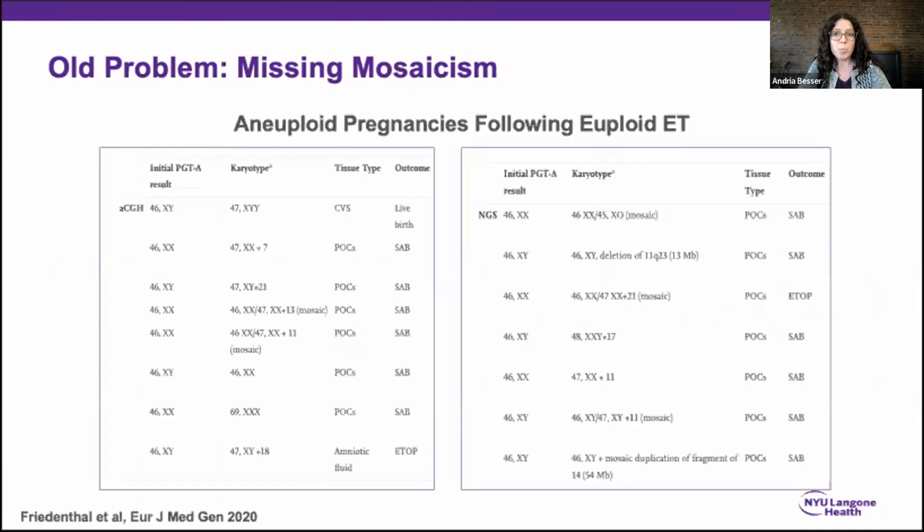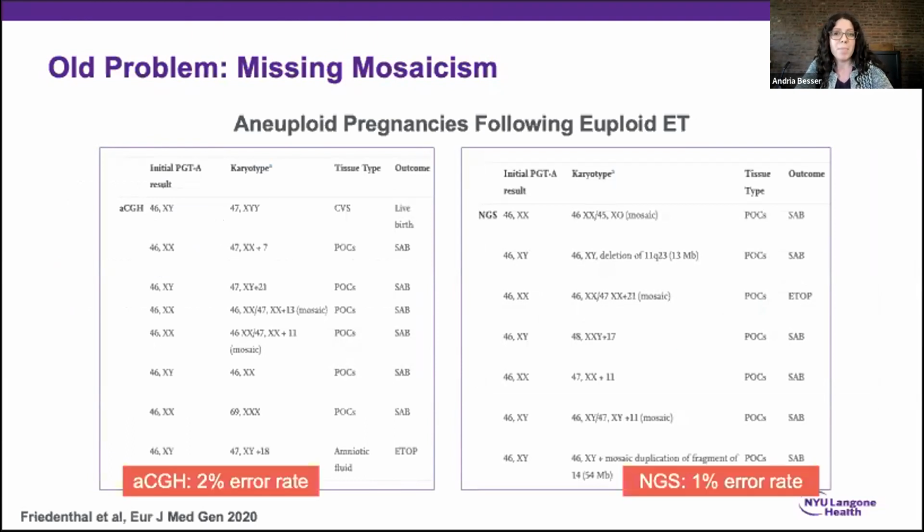And we do see aneuploid pregnancies resulting from the transfer of embryos diagnosed as euploid. Our group found that this happens about 1% of the time with NGS that we can detect. So these are cases where POCs had been tested, or CVS or amnio found discrepancies from euploid embryos.